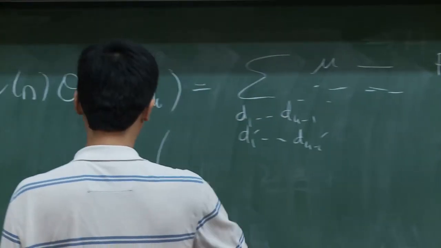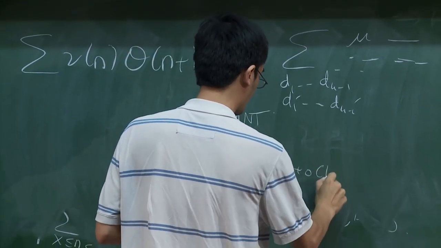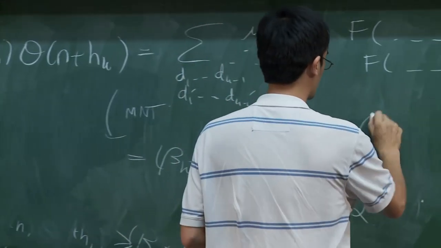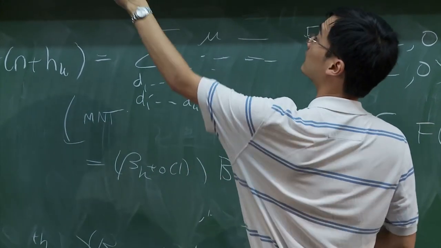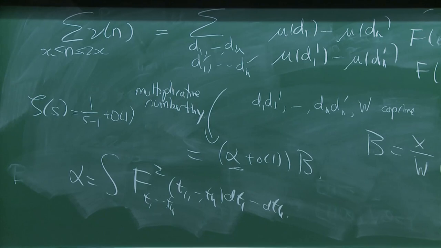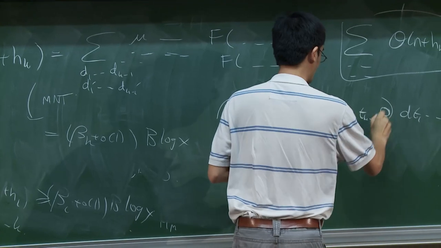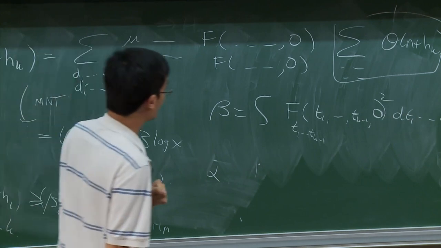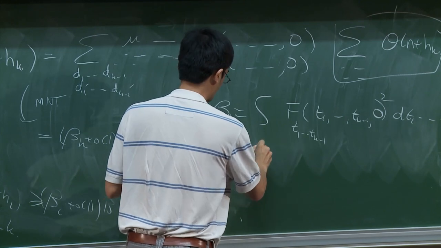And then after some more multiplicative number theory, you find that this is equal to beta times b log x. And beta is a similar thing to this guy. It's just that now this is a k-dimensional integral. Now you only integrate k minus 1 variables. And you only differentiate in k minus 1 variables. And the final entry is 0. And you square that. And so you have a different quadratic form of your function f, and that's beta k. There's similar formulas for beta 1 up to beta k minus 1. You just permute the indices.